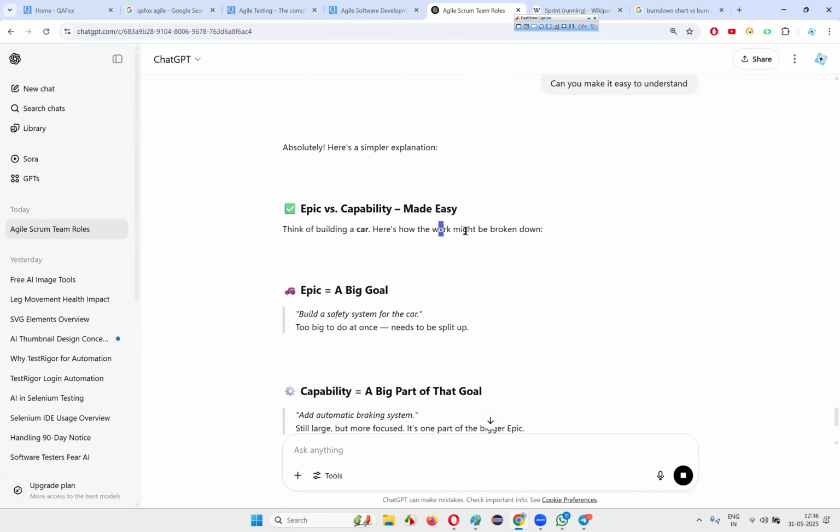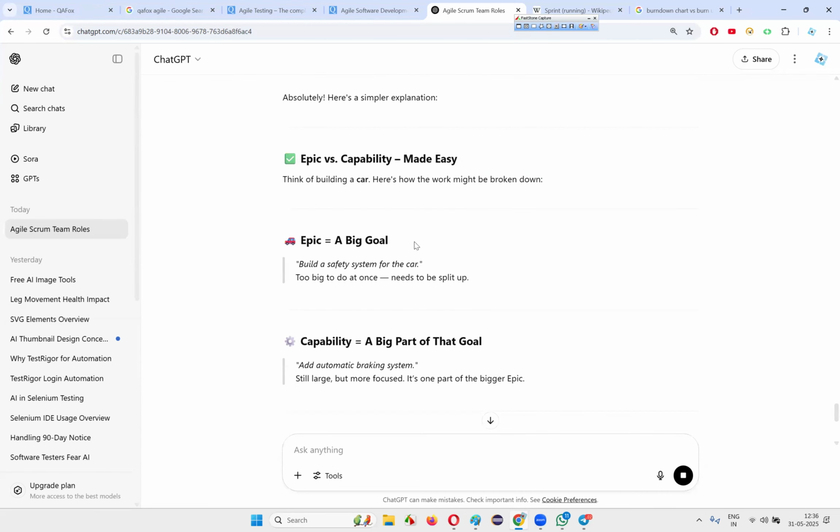Think of building a car. Here is how it works. Epic is equal to a big goal. Build a safety system for a car. That is too big to do at once.